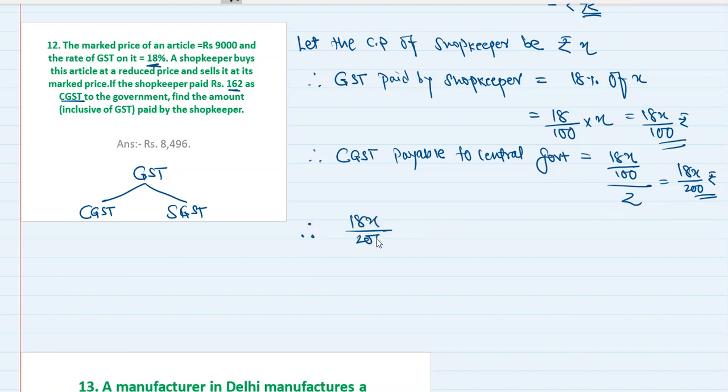18x by 200 is equal to 162, because he is paying rupees 162 as CGST, and therefore we can say that x is equal to 162 into 200 divided by 18. Now I think 18 nines is 162. 18 multiplied by 9, yeah, it is 162, right? So 18 nines is 162 and 9 twos is 18, so x is equal to rupees 1800. But does that look legitimate to you?